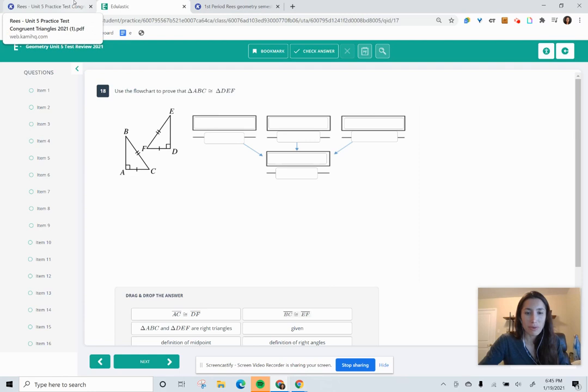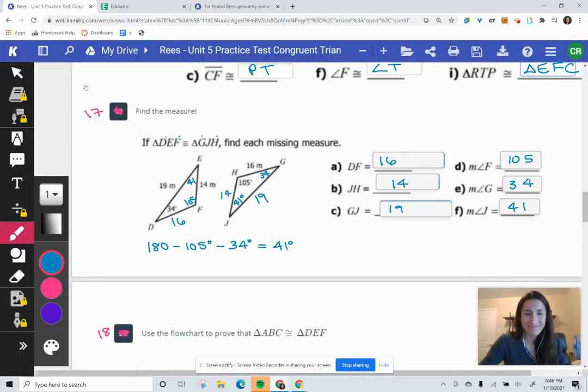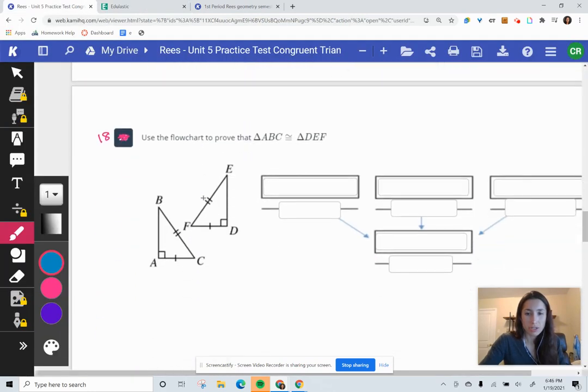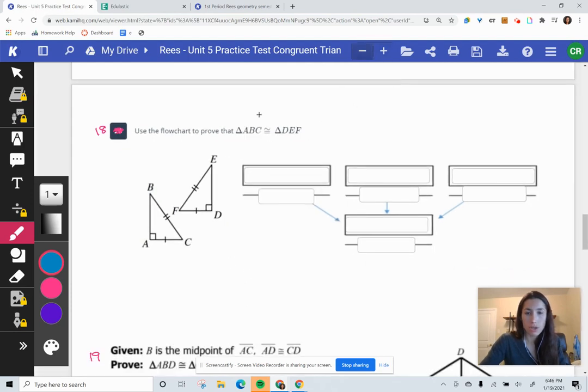And now we've got some flow charts. So I'm going to go through these flow charts with you here on my packet, and then just show you how you can kind of drop and drag those into your answers. I'm just going to do that for number 18, and then 19 and 20, I'm just going to do directly on this paper here.